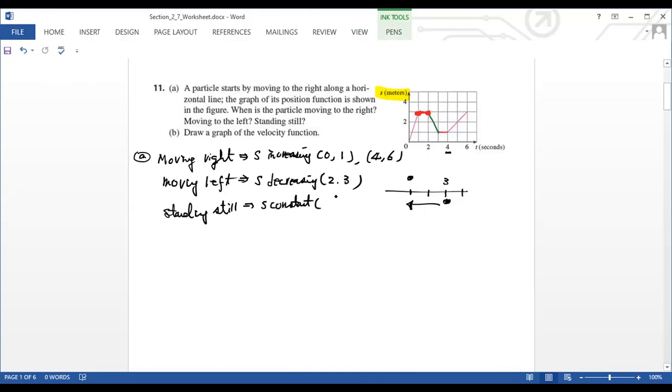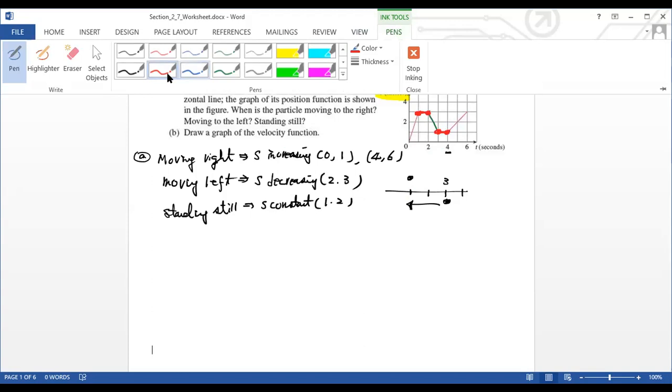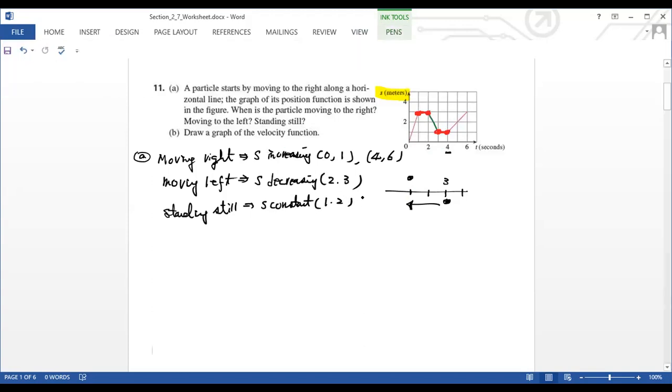So the first non-moving interval is 1 to 2. Then also take a look here at 3 seconds, you are at position 1. And then when you move to 4 seconds, you are still at position 1. So that means you are standing there, not moving here. So what is my answer here? It's 3 and 4, okay?